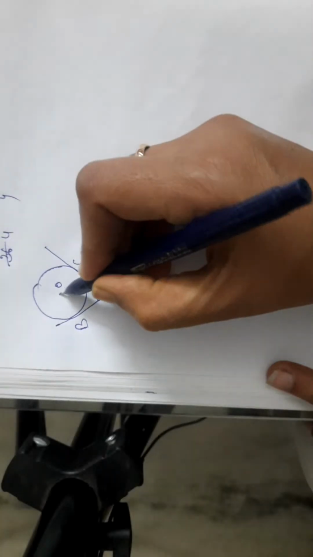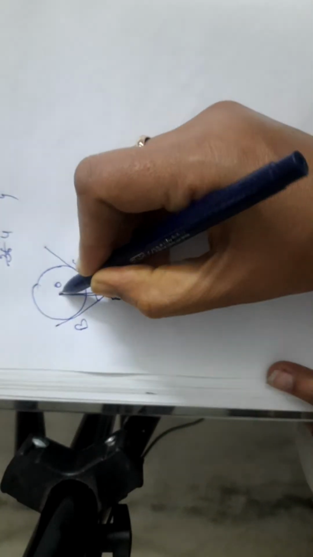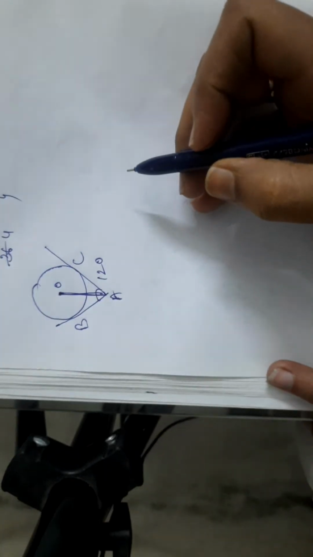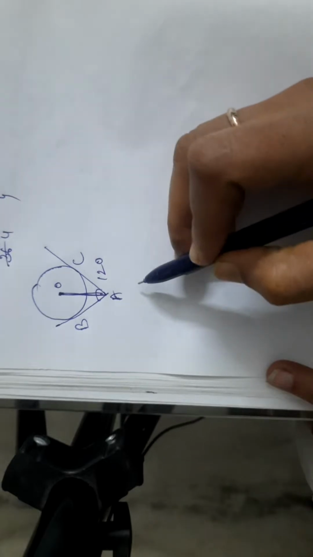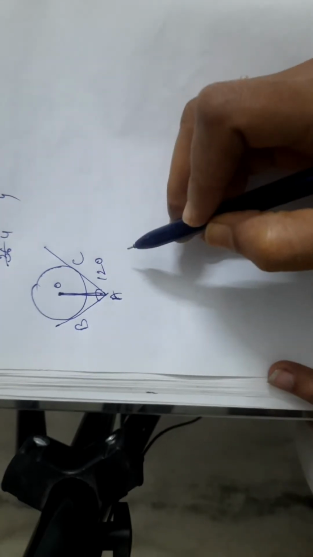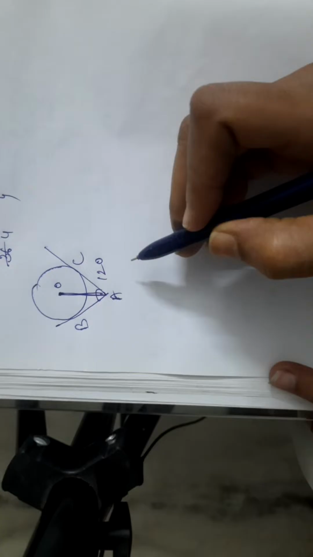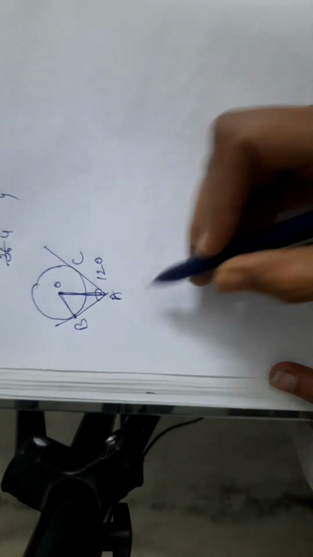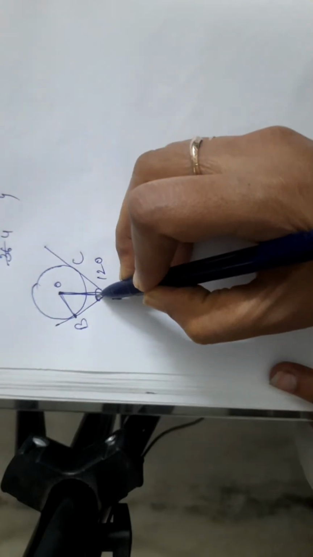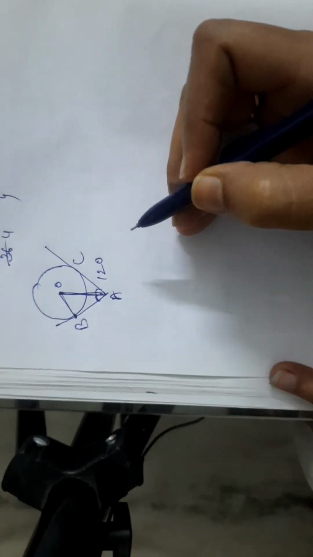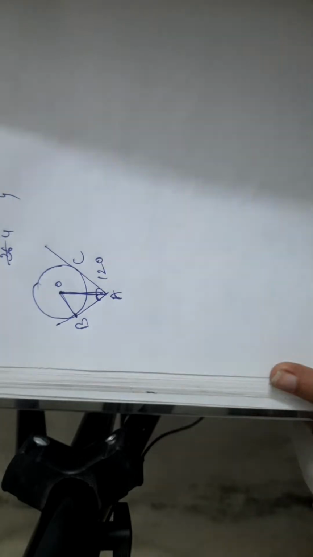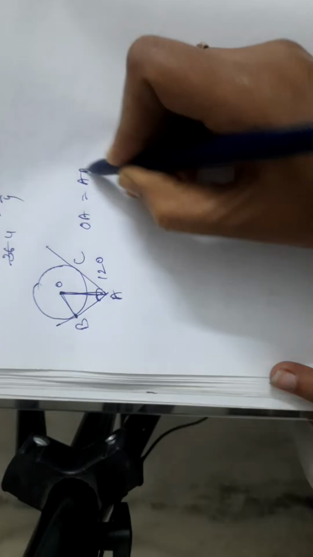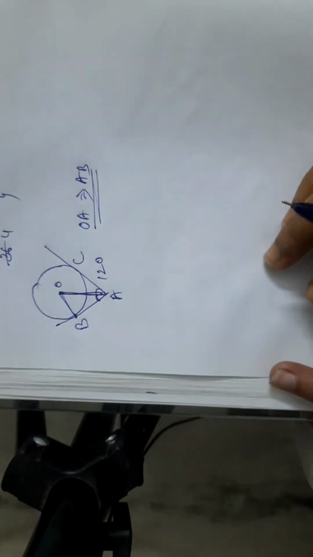Then find OA. If you recall, if they give some angle and ask to find any length, we need to use trigonometry. This kind of question we cannot solve by Pythagoras and all. The best and simplest method is trigonometry. This is perpendicular and the angle is given 120. We need to give the answer for OA in terms of AB. How is OA related to AB? This we need to find out.